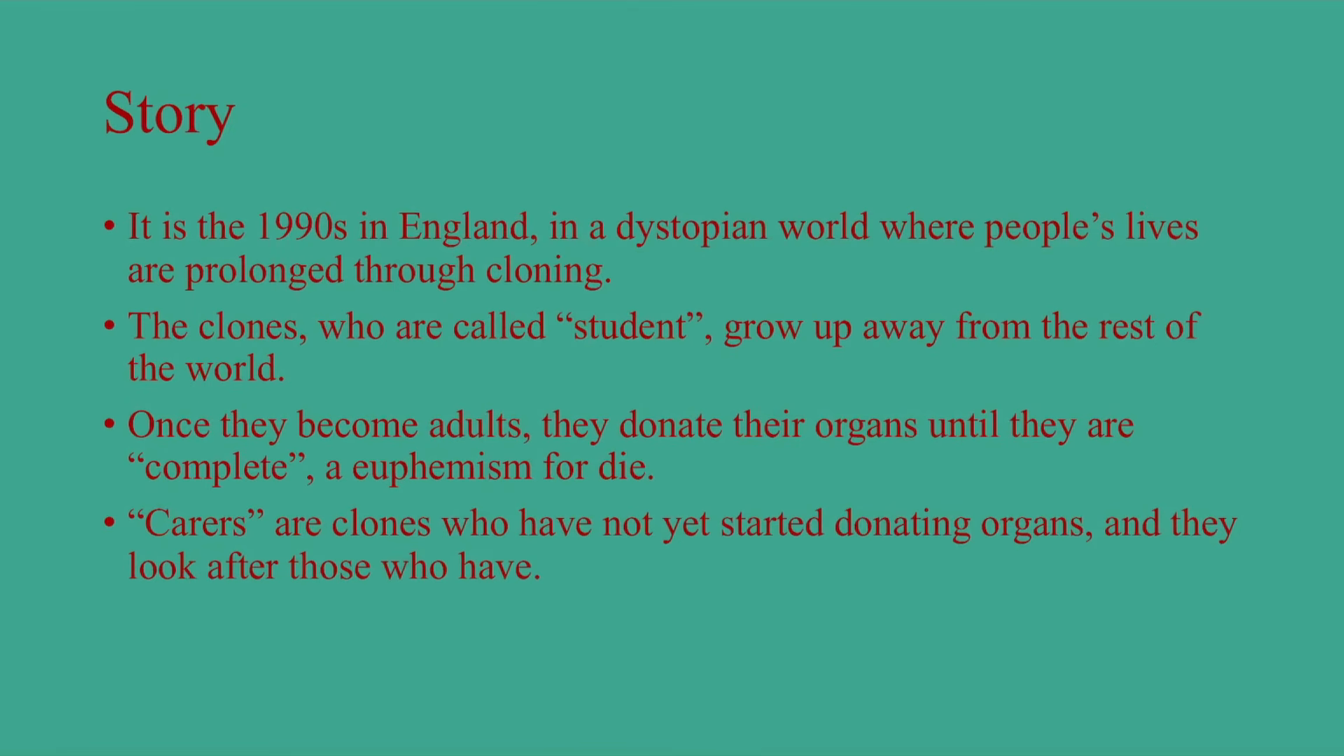In the segregated world, we also learn about carers, who are also clones that have not yet started donating organs, and they essentially look after the clones that have donated organs. So this novel imagines a future which is fantastic for human beings who don't die and live for a very long time, but this is as a result of having clones who are created and farmed for the sole and specific purpose of ensuring human beings, the real humans, live for as long as possible.